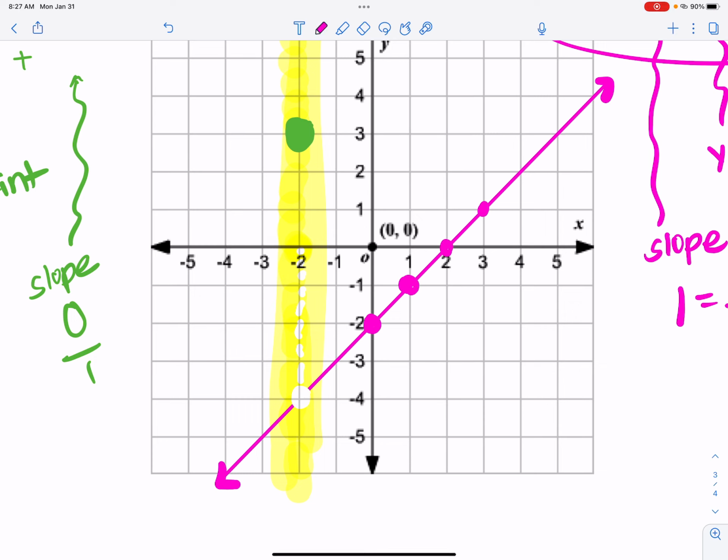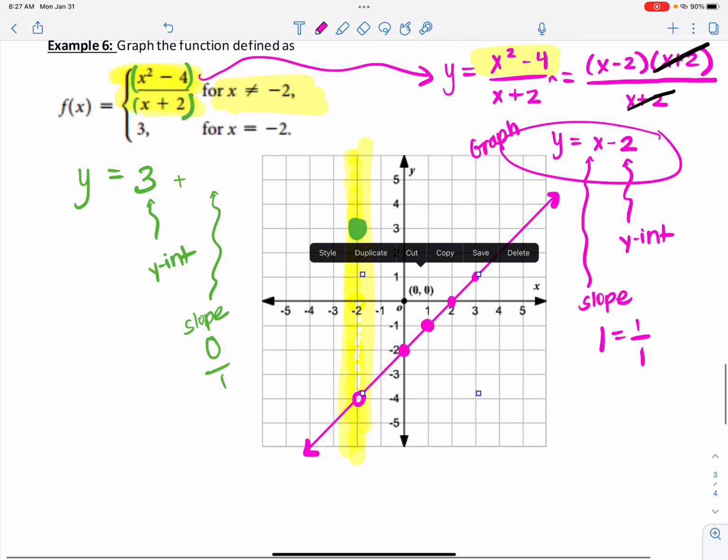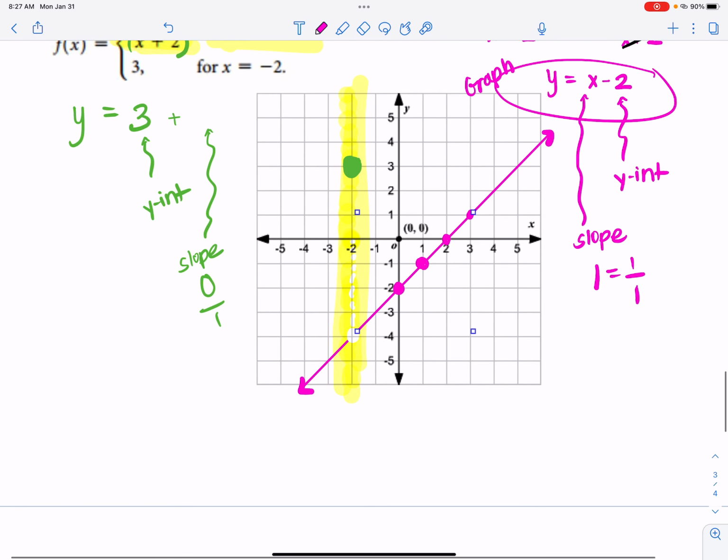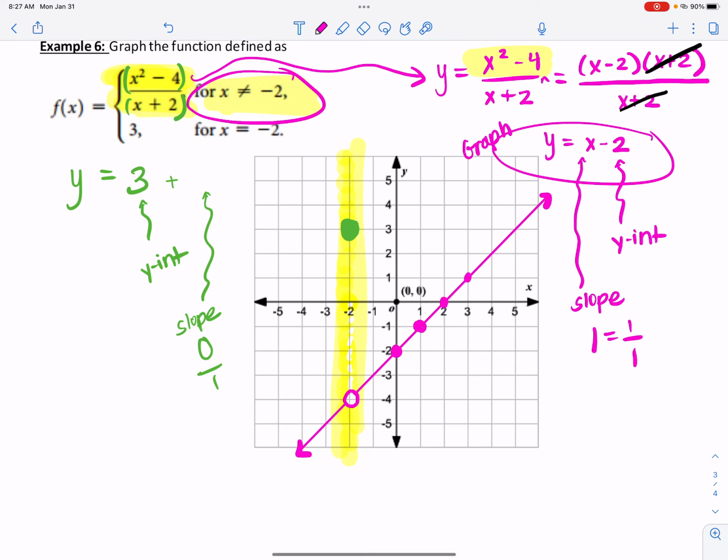A better way to write this would just be an empty dot, because you're not going to include the graph when x is -2. Okay, that's what this means. It says you're going to graph it when x is not equal to -2.